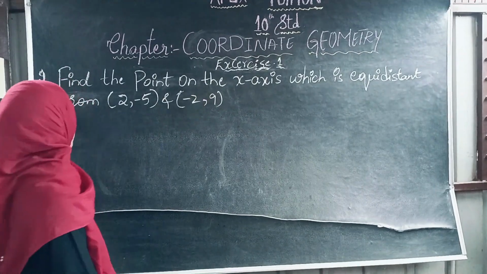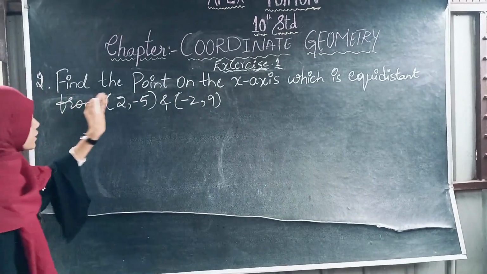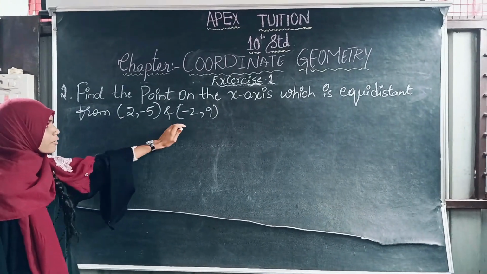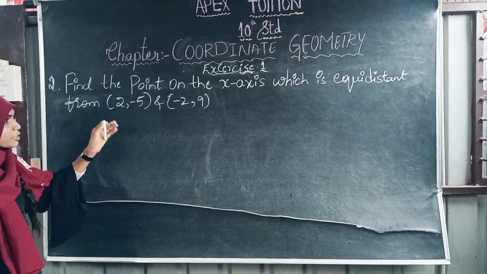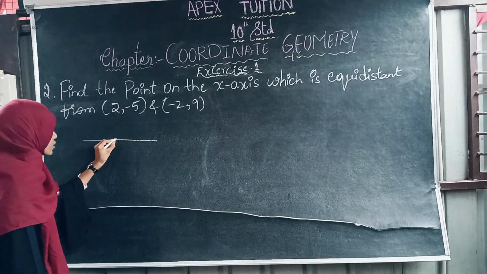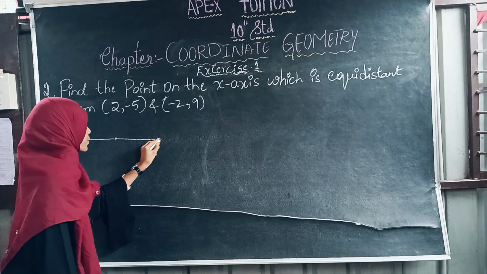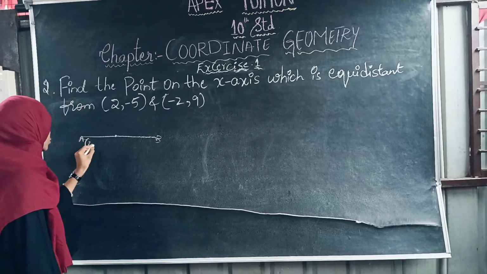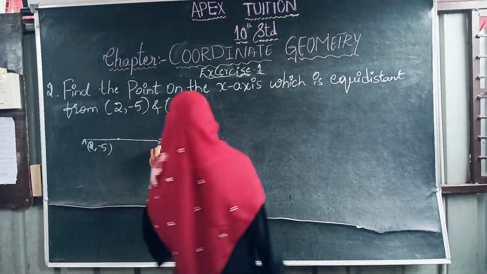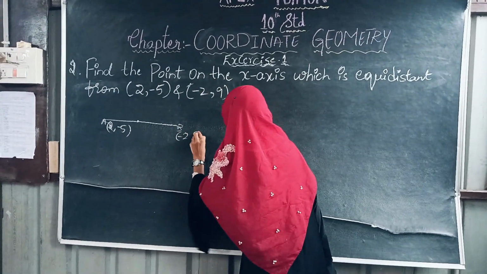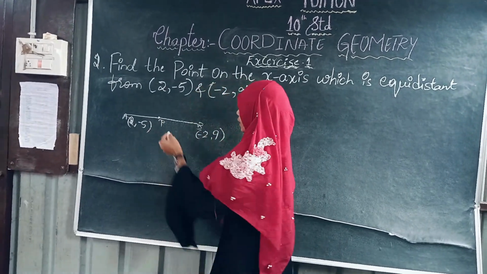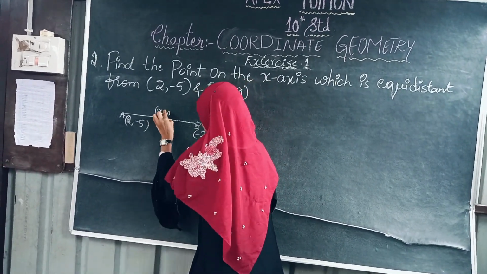Let's start the next question of the first exercise. Find the point on the x-axis which is equidistant from (2, minus 5) and (minus 2, 9). It means we have to find a point on the x-axis which is equidistant from points A and B. The value of A is (2, minus 5) and B is (minus 2, 9). We can consider the point as P. The value of P, let it be (x, 0).